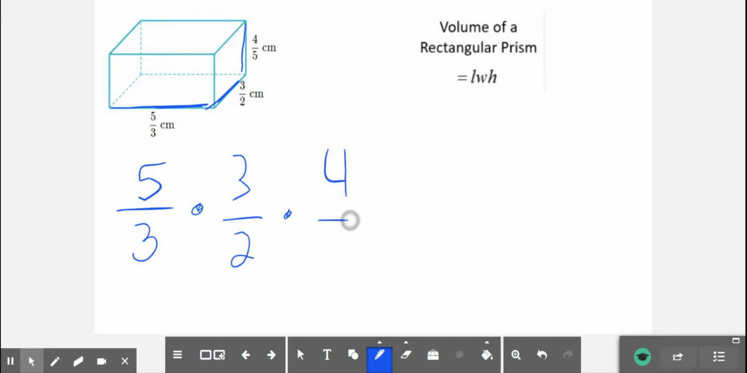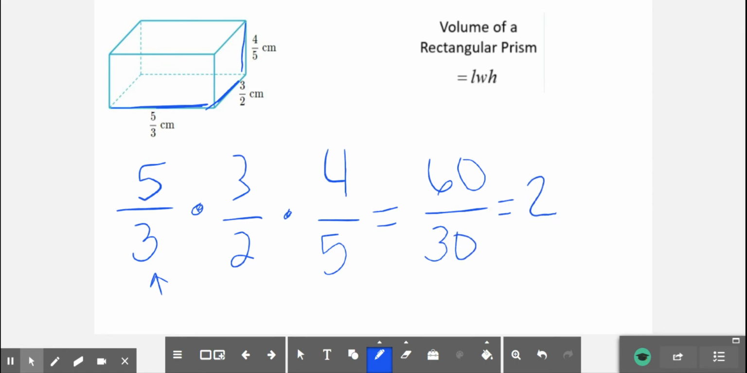The majority of people who got this wrong tried to make them into decimals. And since 5/3 is a repeating decimal, you got your answers a little bit off. If you multiply these as fractions, it comes out real nice. If we multiply straight across, 5 times 3 times 4 is 60. 3 times 2 times 5 is 30. And 60 over 30 equals 2. So our volume here is 2 cubic centimeters.